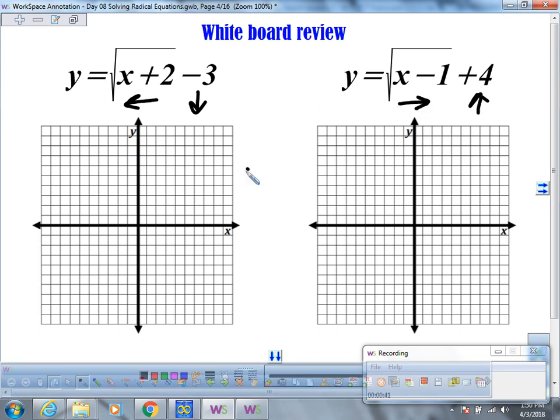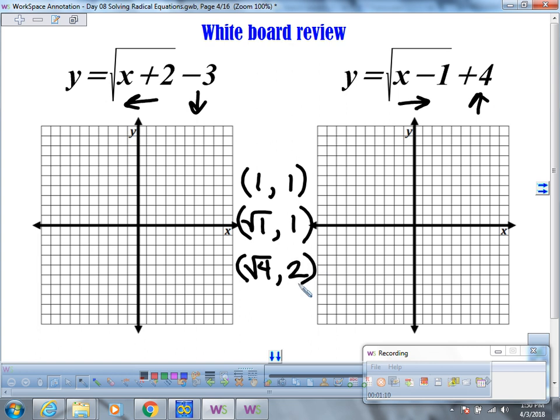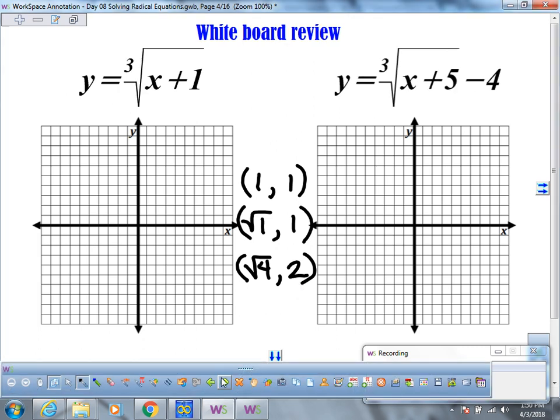What are my magic numbers? 1, 1, because the square root of 1 is 1. What's my next magic number? Normally, if it was a quadratic, we would go 2, 4, because 2 squared is 4. But since we're doing square roots, the next root is 4, 2. Square root of 4 is 2. And then what? 9 and 3. Good.